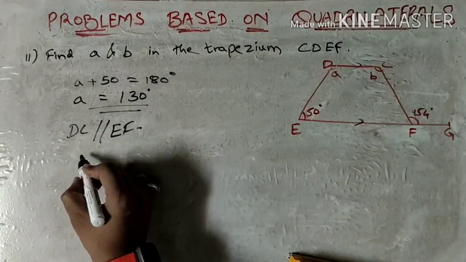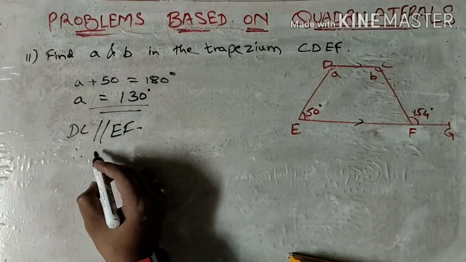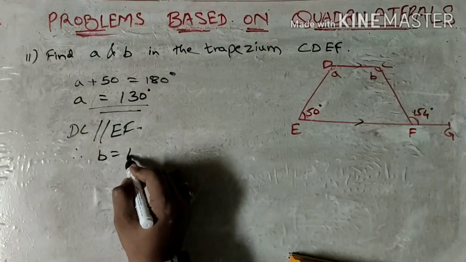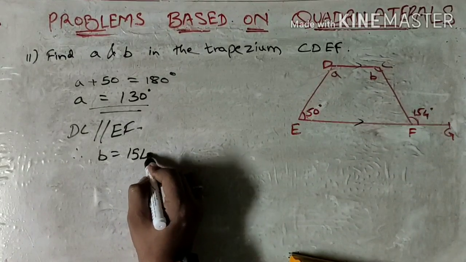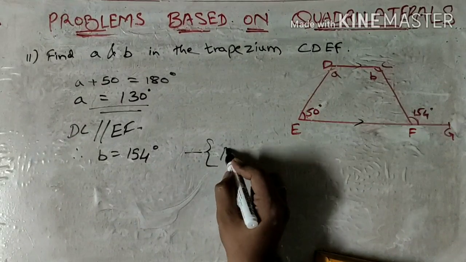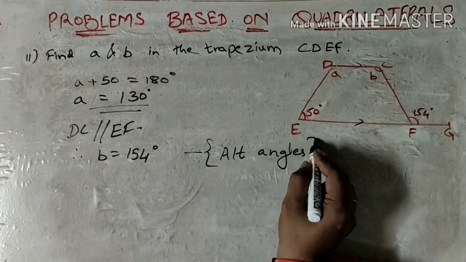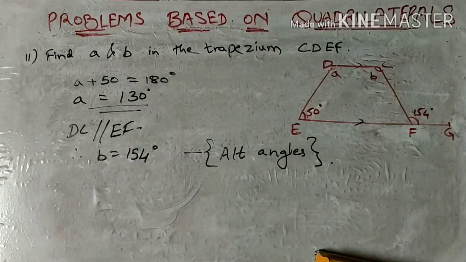So DC is parallel to EF. Therefore, B is equal to 154 degrees. Reason: alternate angles. This seemed to be a very simple question for the day.